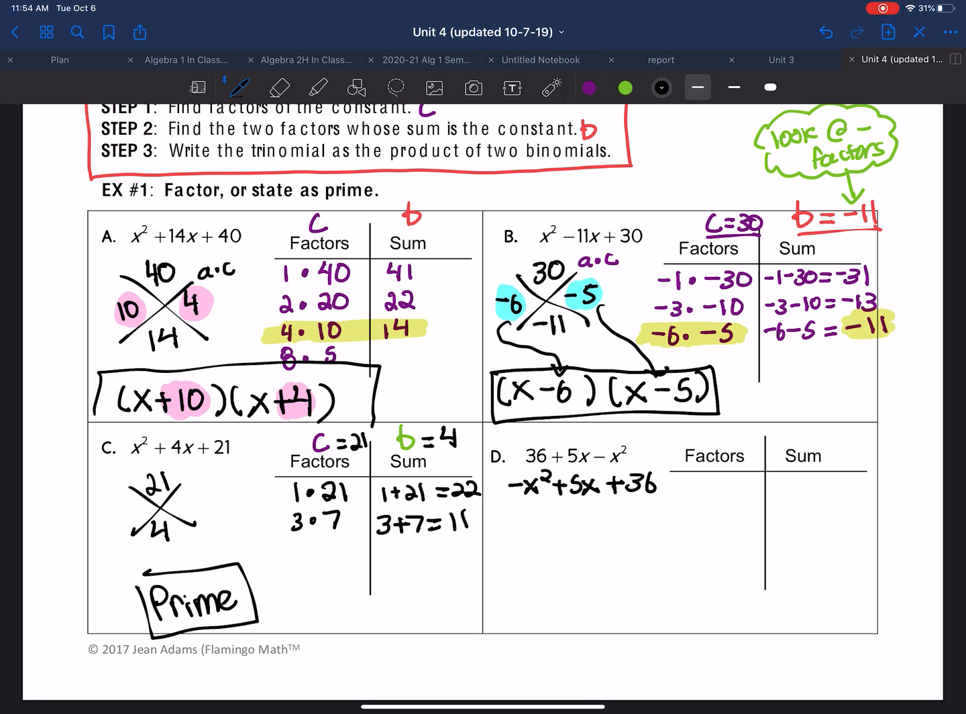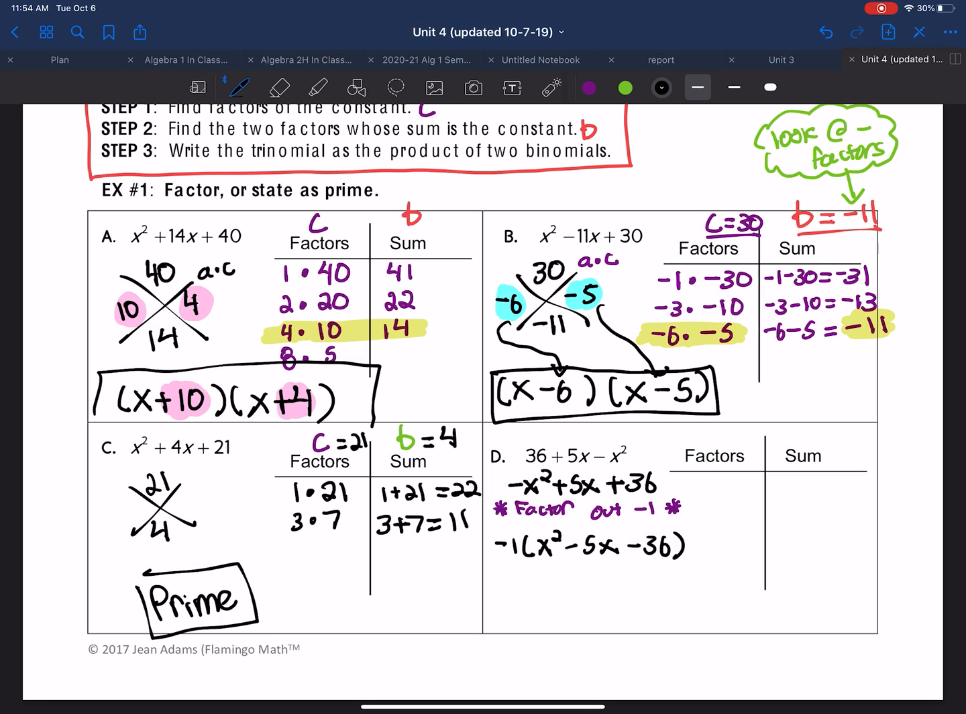So what I'm going to do here, because I have a negative, I'm going to factor out the negative 1. Okay, I'm going to make this positive 1 on the front. So if I factor out a negative 1, here's what's going to happen. We have negative x squared divided by negative 1. That's positive x squared. Positive 5x divided by negative 1 is negative 5x. And then positive 36 divided by negative 1 is negative 36. So now I have negative times x squared minus 5x minus 36.